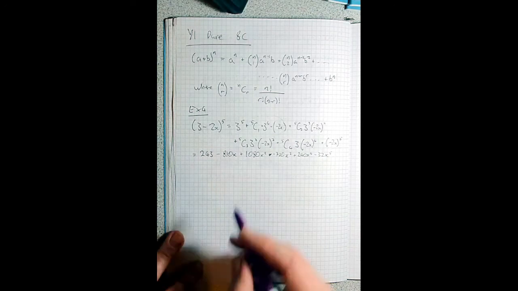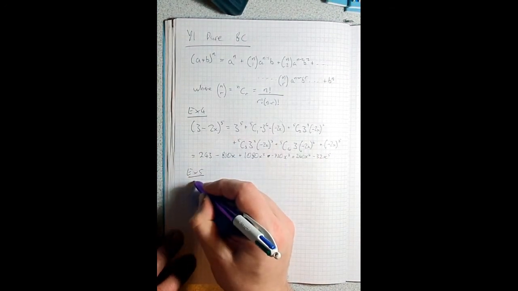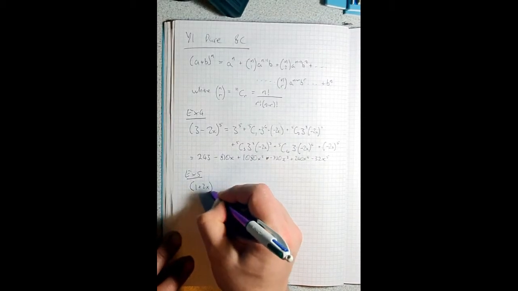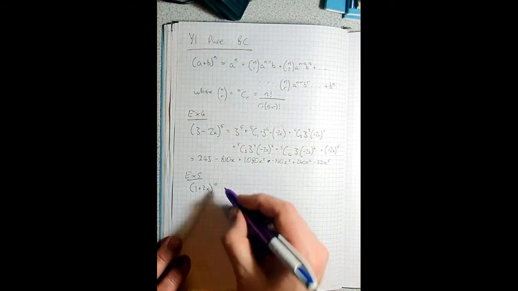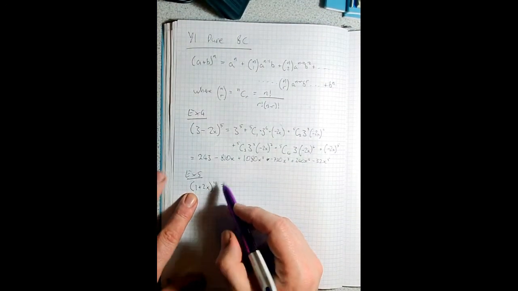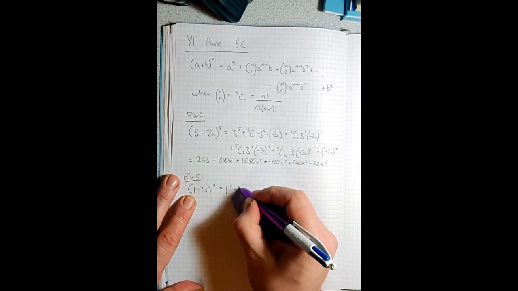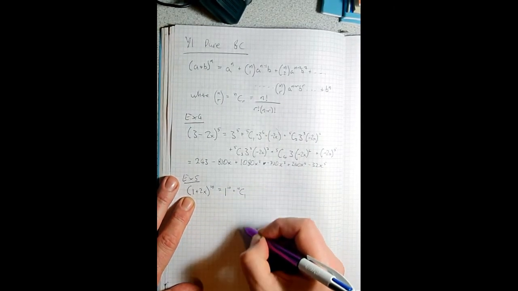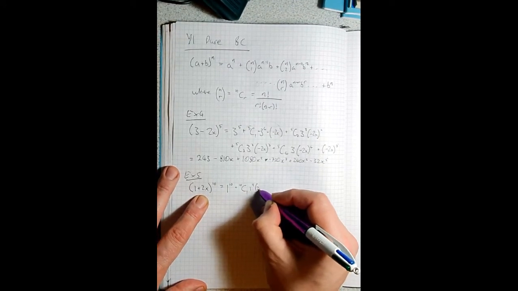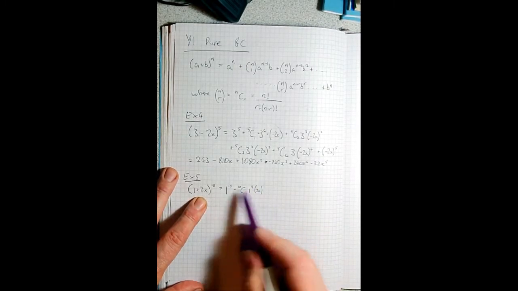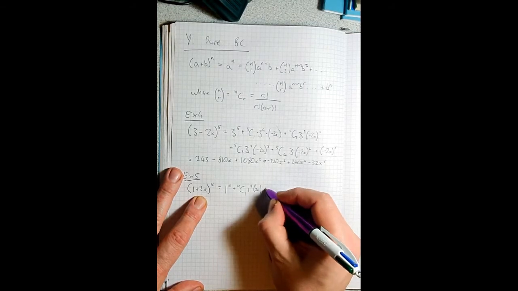painful to work out, but it's when the powers are higher, we don't tend to need to find the full expansion. I just need the first 4 terms. So again, 1 to the 10, clearly that's going to be 1 plus 10C1, 1 to the 9 times 2x. Now 1 to the anything is always going to be 1, but I'll put it in for the sake of completeness.